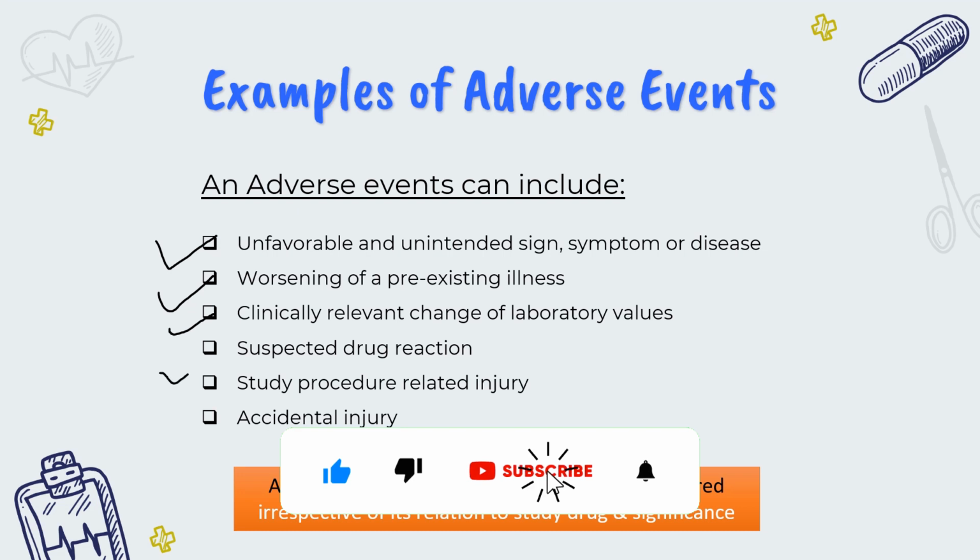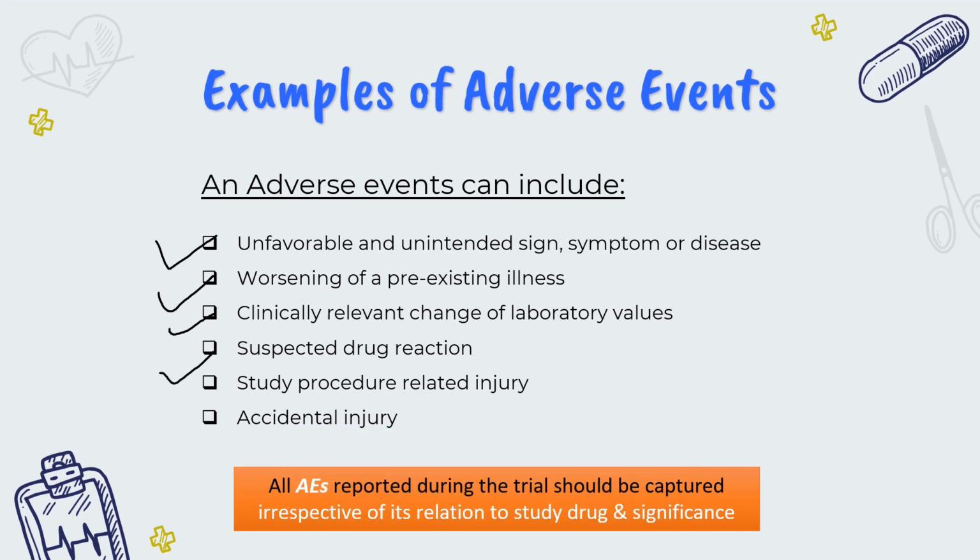Or if you suspect a drug reaction, then that suspicion can also be added as an adverse event. If there is any injury related to a study procedure, for example if you are giving an insulin injection and it causes redness or swelling at the skin area where the injection was given, even that is an adverse event. Any accidental injury caused to the subject during the clinical trial is also an adverse event. Whether or not it is related to the drug is determined by causality, but initially it is an adverse event.